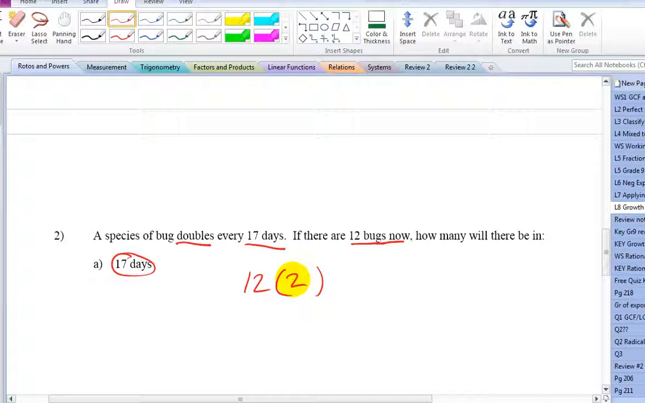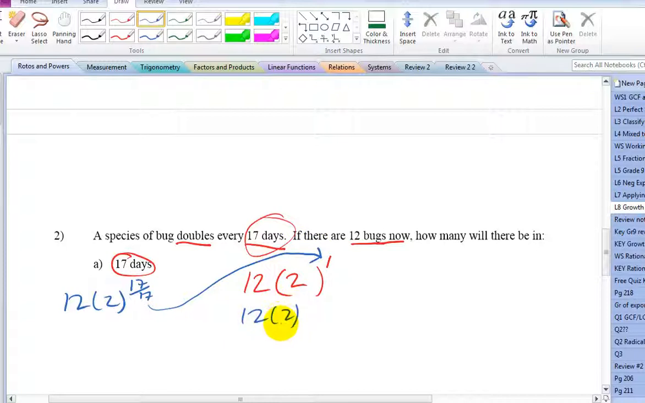Now, how many times is that going to occur in 17 days? How many times will it get doubled? Once. So our exponent will be 1. And that's the trick there, right? How many groups of 17 are in 17? 1. So technically, please write this down. 12 times 2. Really, it's 17 over 17. Right? How many groups of 17 are 17? 1. That's why we get the exponent 1. Okay? And that's going to be more important for the next question. So 12 times 2, which equals 24 bugs in 17 days.